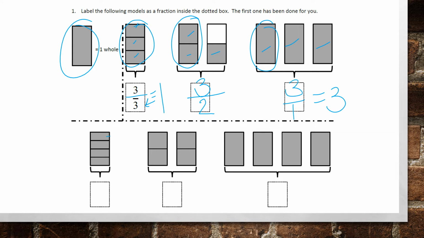Let's practice down here. 1, 2, 3, 4. Denominator, the name of the parts is fourths. We have 4 fourths shaded, and that's equal to 1. Remember, look at the 1 whole. We have halves. We have 1, 2, 3, 4 halves shaded.